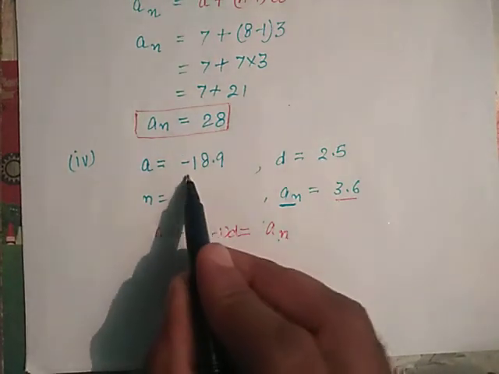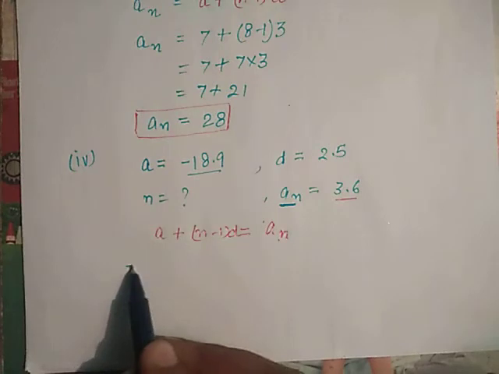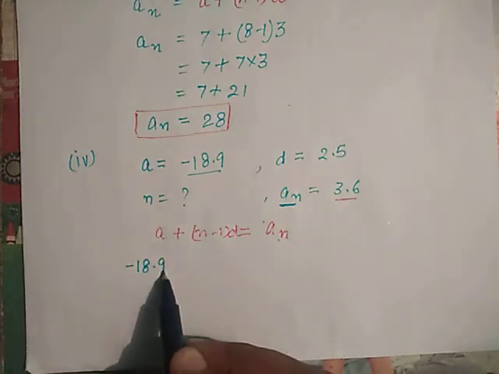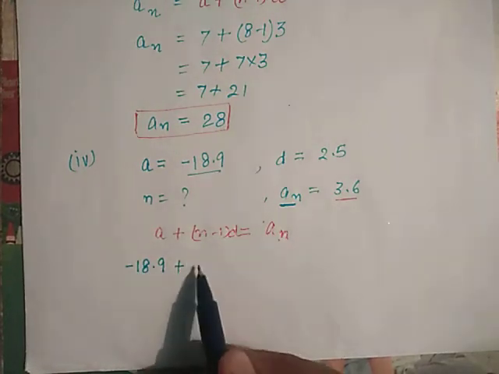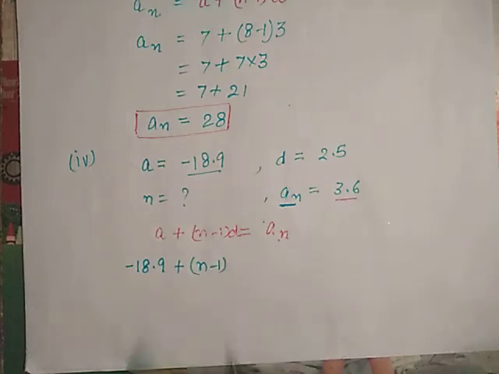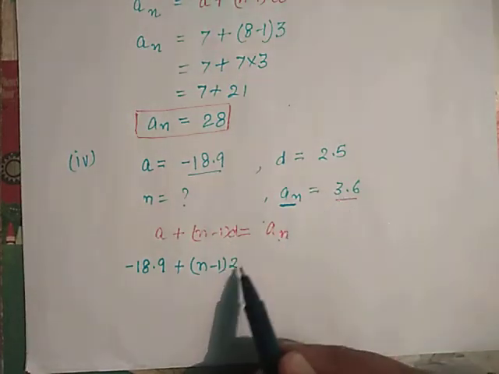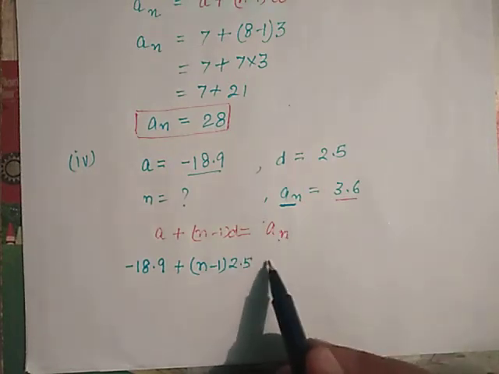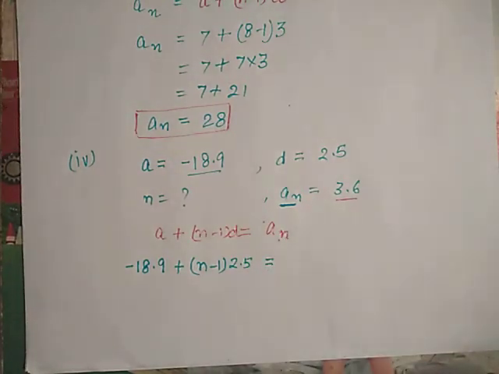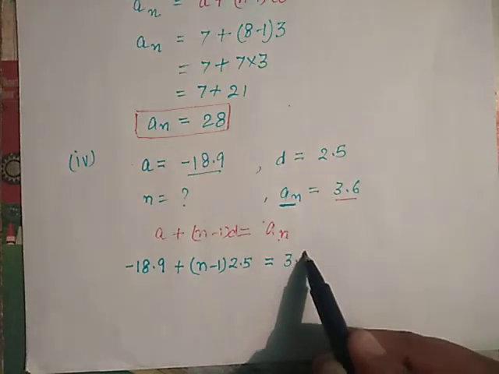So what is the value of a? It is minus 18.9, so we'll put it here: minus 18.9 plus n minus 1 will be as it is, because we do not know the value of n, and the value of d is given as 2.5, so we put it here, 2.5, is equal to, what is the value of an? It is given as 3.6.